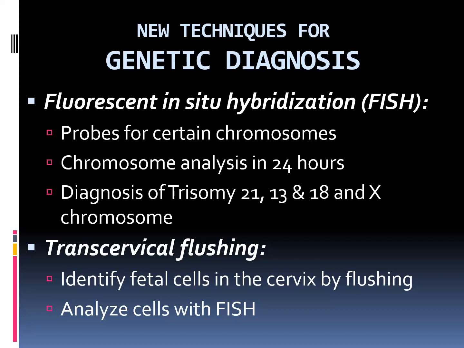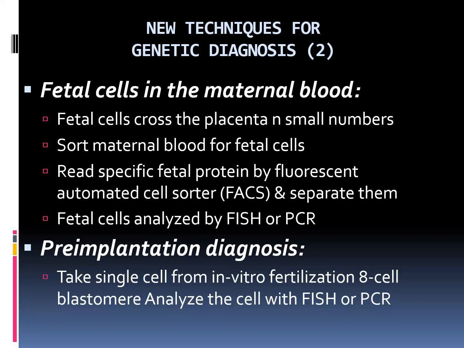And then one of the new ones, which is less invasive, or we can say non-invasive, is transcervical flushing, by identifying fetal cells in the cervix by flushing and analyzing the cells with FISH from the flush of the cervix of the pregnant woman. And then fetal cells in the maternal blood. Even fetal cells cross the placenta in a small amount, and we can sort maternal blood from fetal blood, and then we can use it either for PCR or for the FISH technique.